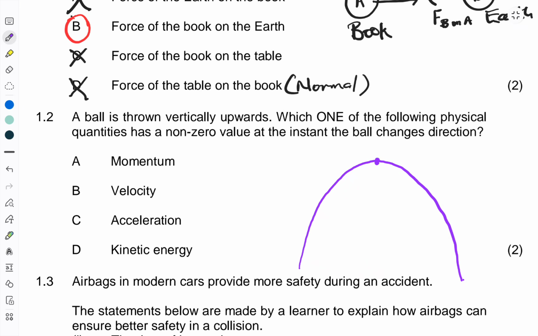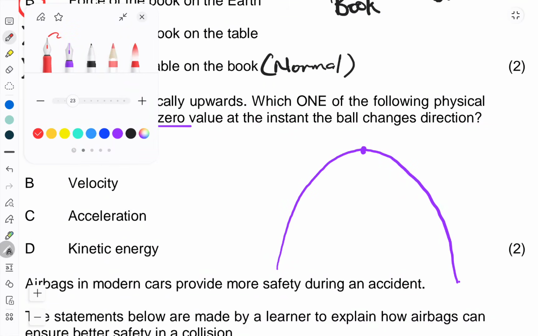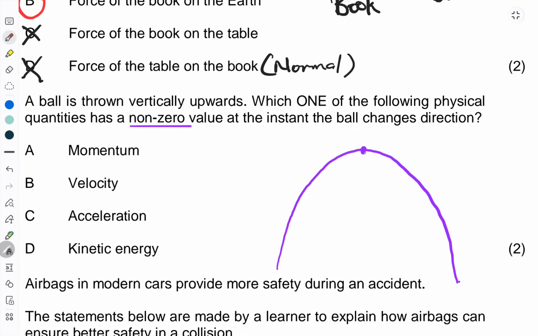Which one of the following physical quantities has a non-zero value at the instant the ball changes direction? So it's non-zero, which means it's greater than 0. We start with A. Of course, before we go there, we know that at this maximum point, acceleration is 9.8 meters per square second, right?